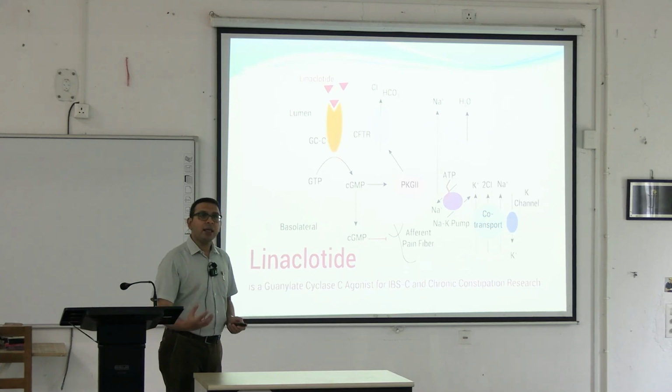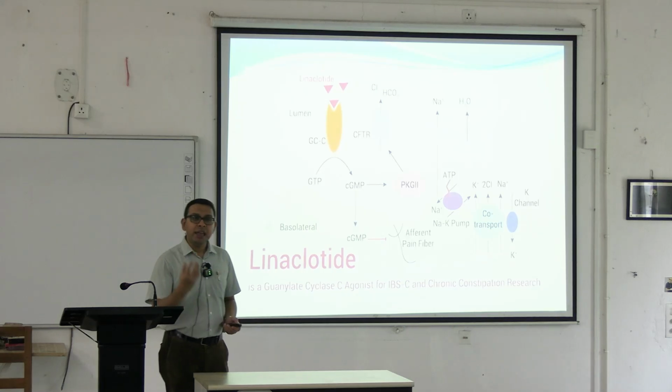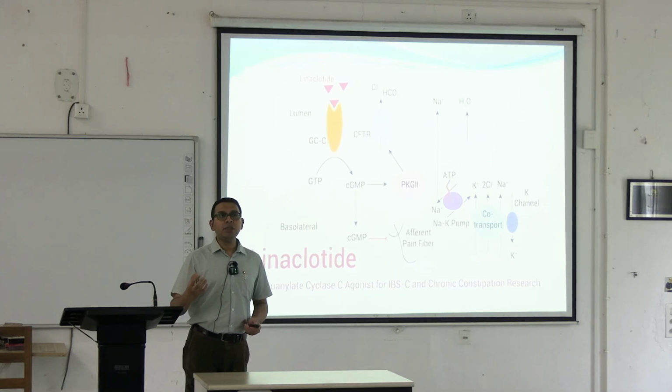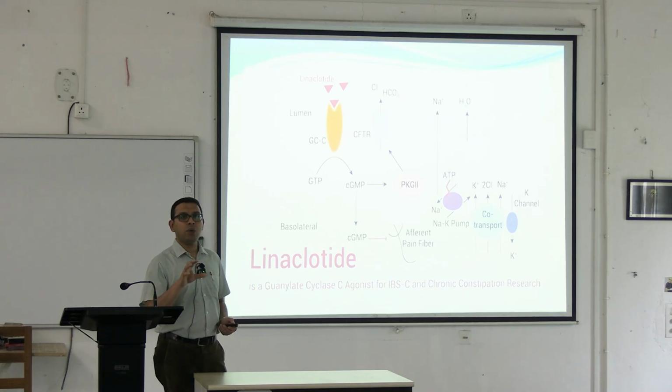So, the end result of this agonism with guanylate cyclase is increased cGMP, and this increased cGMP causes increased chloride release, increased sodium release, increased bicarbonate release within the gastrointestinal lumen, and all this leads to more water retention within the stools.